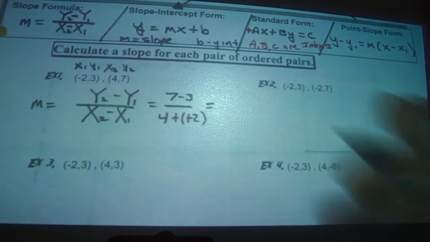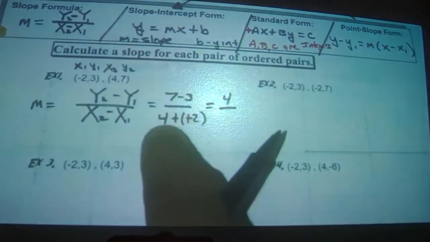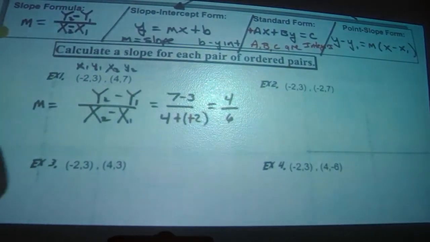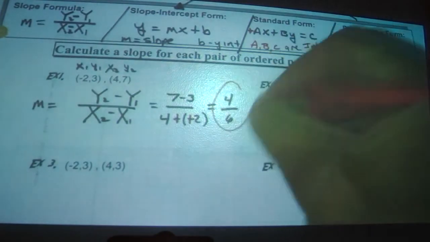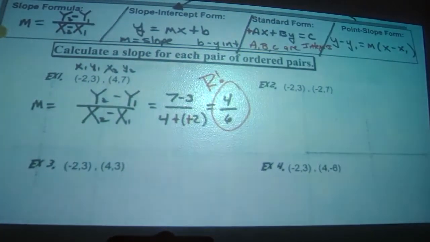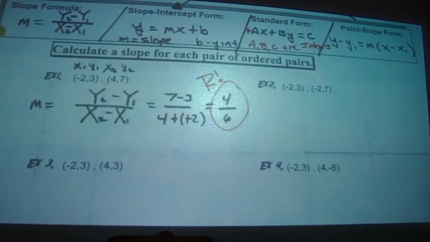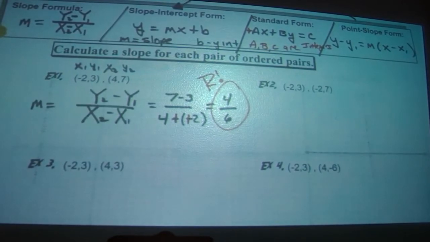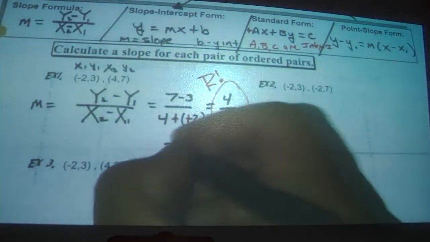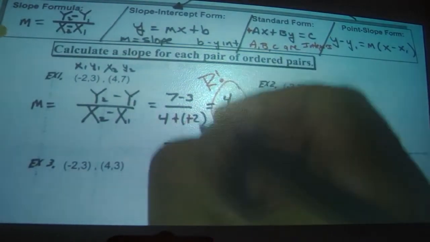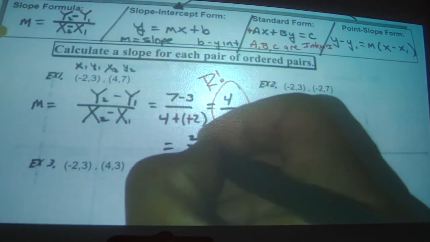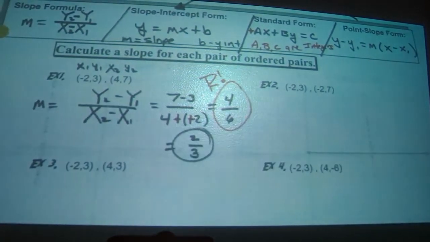Here we go. 7 minus 3 we know is 4. And 4 plus 2 we know is 6. Now, quiz or test, if you leave it like this and it asks for simplified, you're going to lose points. If it was me on a test, I would just write R on it and you lose half of a point. But it's COVID. My math lab's grading it. You're going to lose half of a point out of 1. Reduce, simplify, you should get 2/3 positive. So positive 2/3. Ladies and gentlemen, do you have any questions with that one? How easy is that one?